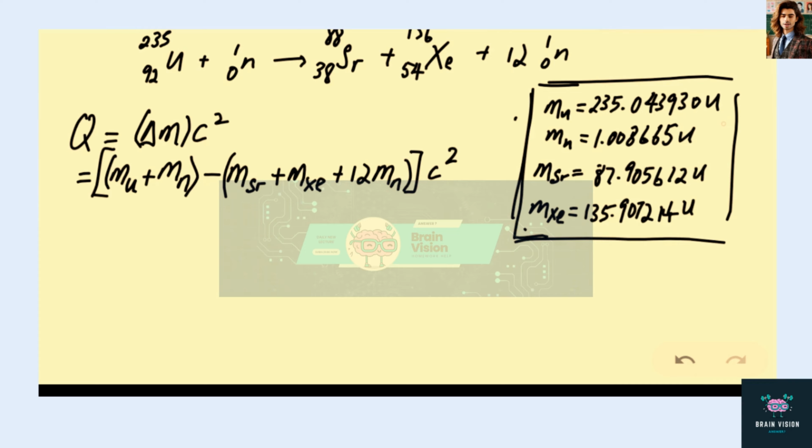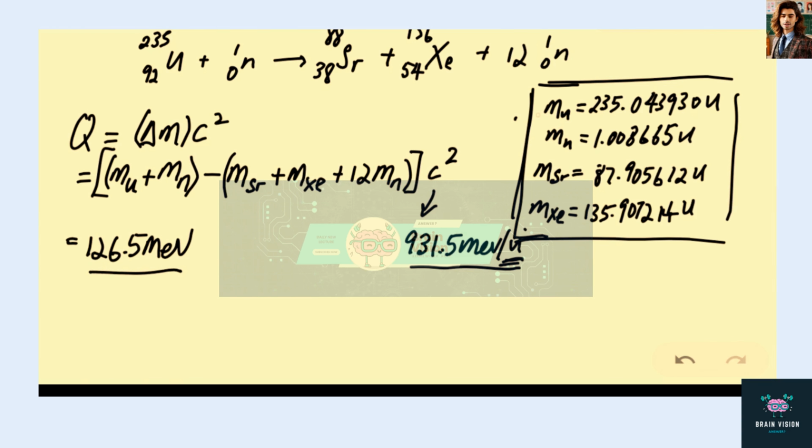Since they're in atomic mass units, we can use c squared in the form of 931.5 MeV per u, which is a more convenient form since we are dealing with atomic mass units, and we can get the energy in terms of MeV more conveniently. So the final answer, we should get 126.5 MeV by just substituting all the values on the right hand side into the equation.